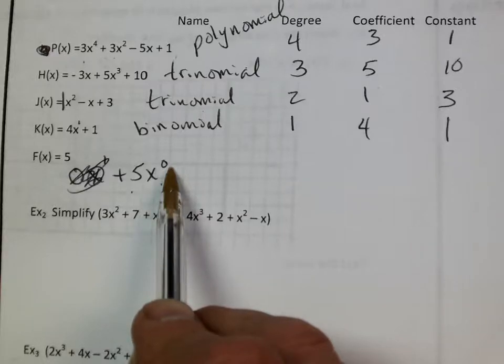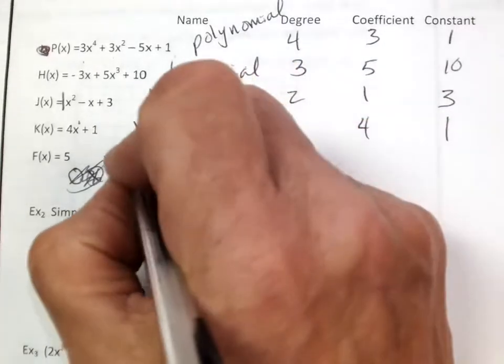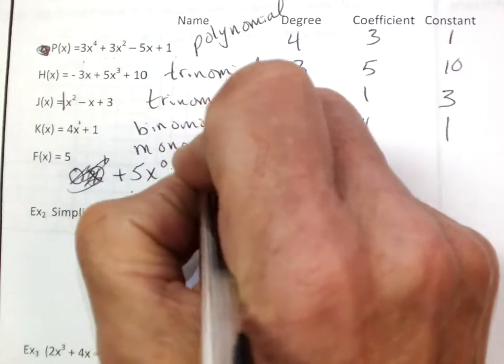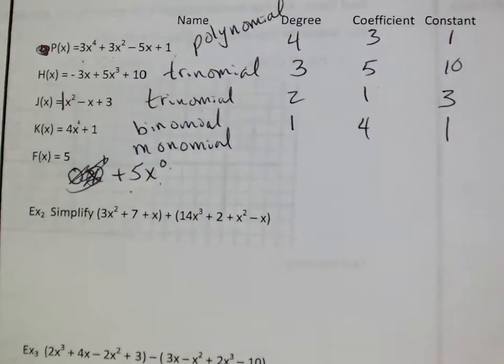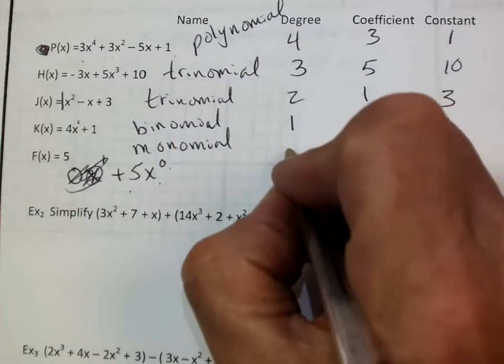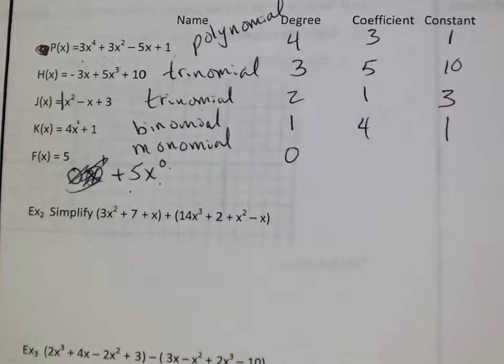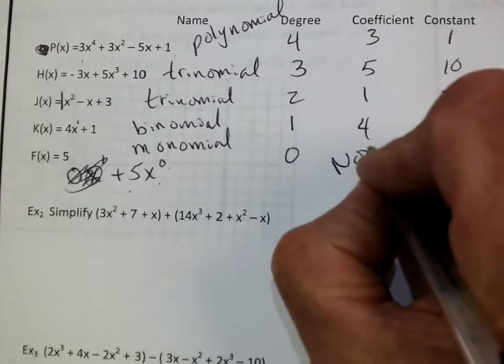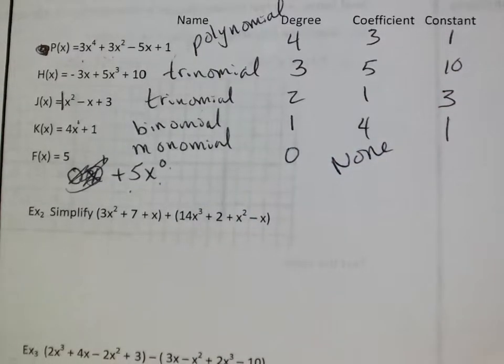Why? Because there's no x's. So this is degree 0. It's a monomial because there's only 1 term. It's just 5. It's just one thing, right? It has a degree of 0. It doesn't really have a leading coefficient, so it has none. To be a leading coefficient, it has to be in front of a variable. So it's none. And its constant is itself. It's 5, okay?